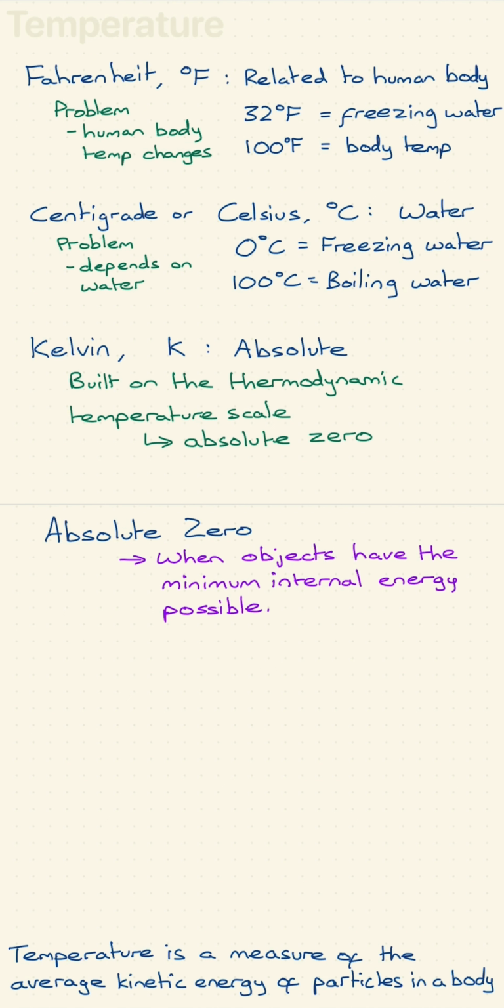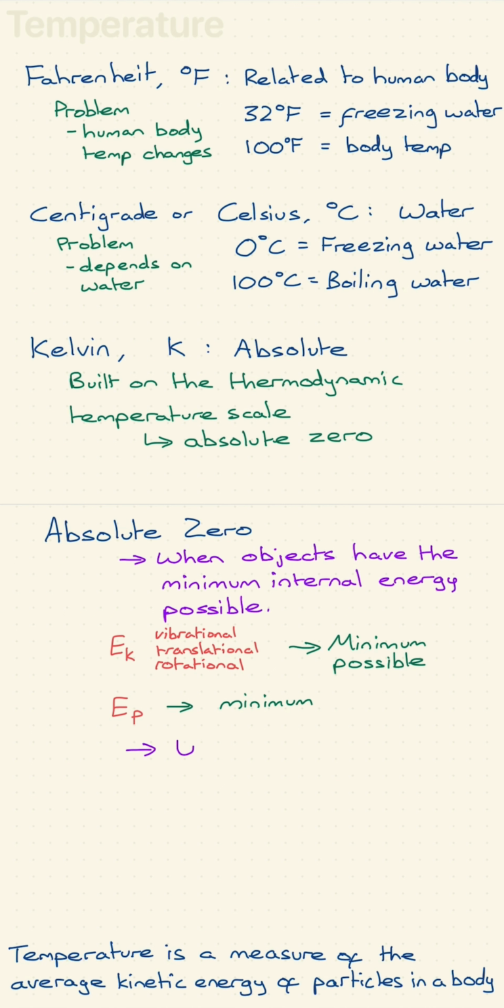Remember, we are interested in three types of kinetic energy: translational, vibrational, and rotational. Absolute zero is when these reach their minimum possible values, which is also when the internal energy reaches its minimum possible value. U becomes its lowest possible.